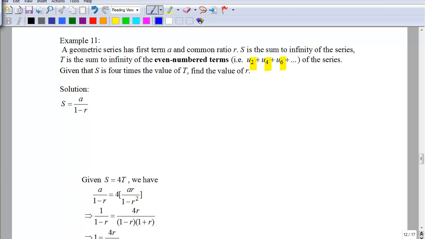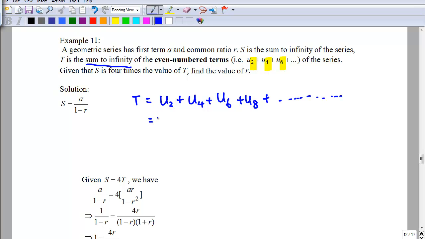So, in example 11, when the question says that t is the sum of the even number terms, we know that t means the second term, add the fourth term, add the sixth term, add the eighth term, and so on and so forth. Because t is the sum to infinity of the even number terms, we know that there isn't a last term to the addition.